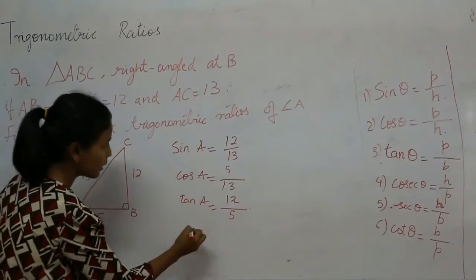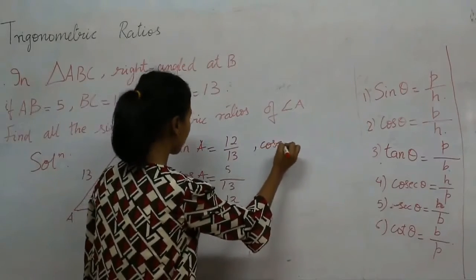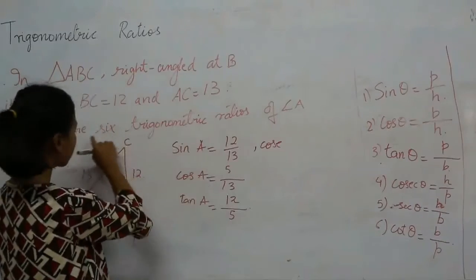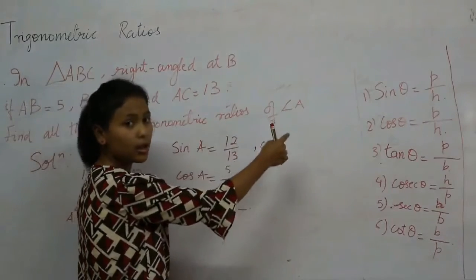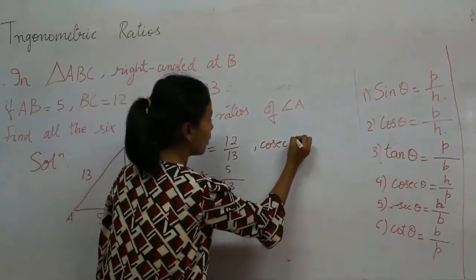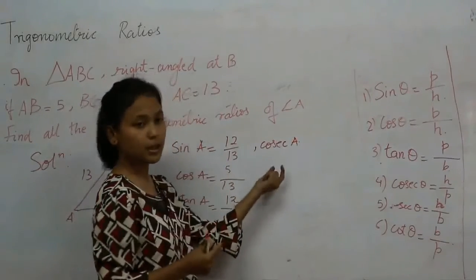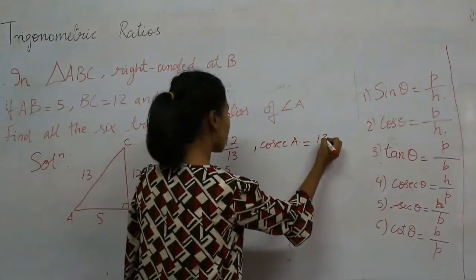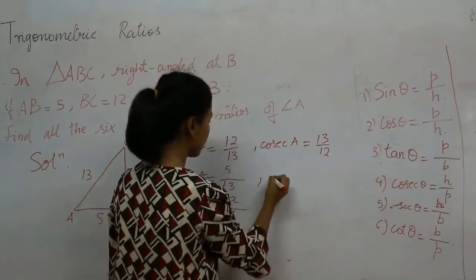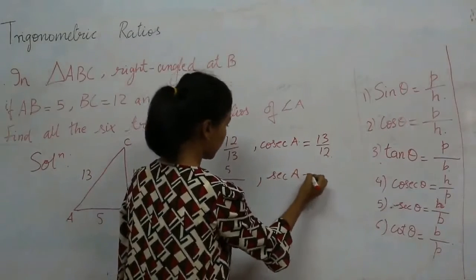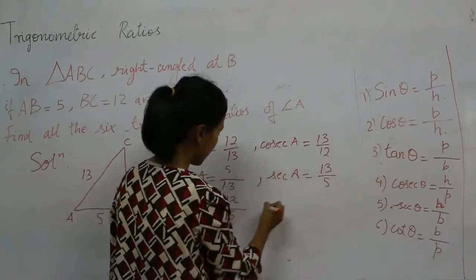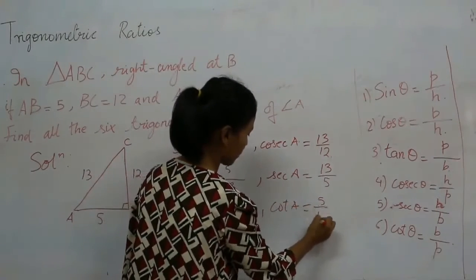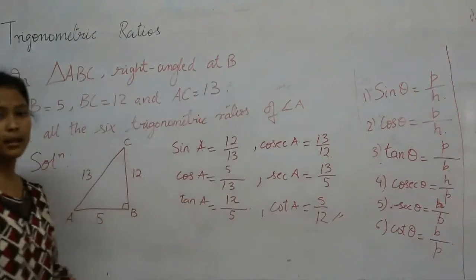Cosec of A, since the question says that we have to find the trigonometric ratios of angle A, instead of theta, it should be A. Now cosec of A is 13 by 12. Sec of A is 13 by 5. And cot of A is 5 by 12. So this is the answer.